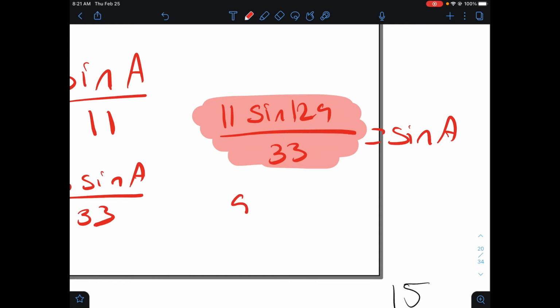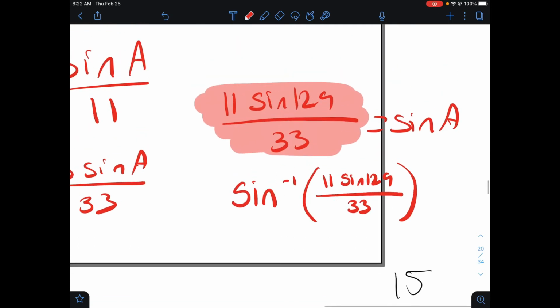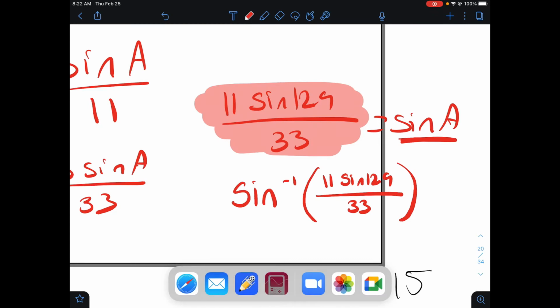So we're going to type in sine inverse of 11 sine of 129 all over 33. So I know this is tricky. Remember when you solve for an angle, you have to use sine inverse. It was a little bit easier with SOHCAHTOA because I just said, go straight to sine inverse when you're solving for an angle. This one you have to do a little bit of work, and then once you get the sine of your angle by itself, then you could just do sine inverse on whatever it equals. So we'll go ahead and plug that in.